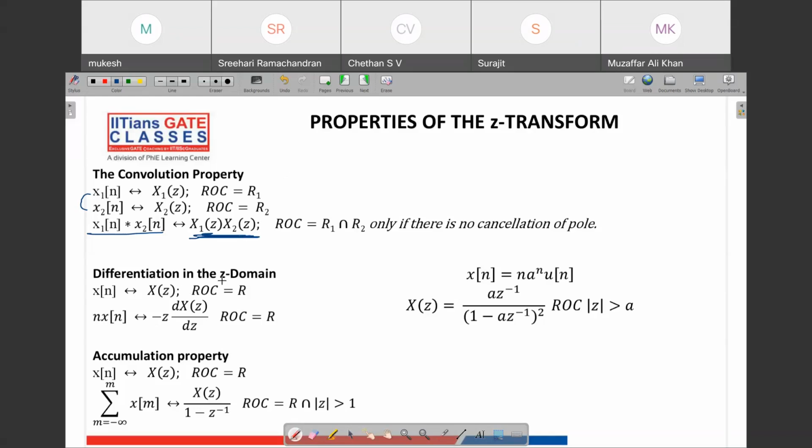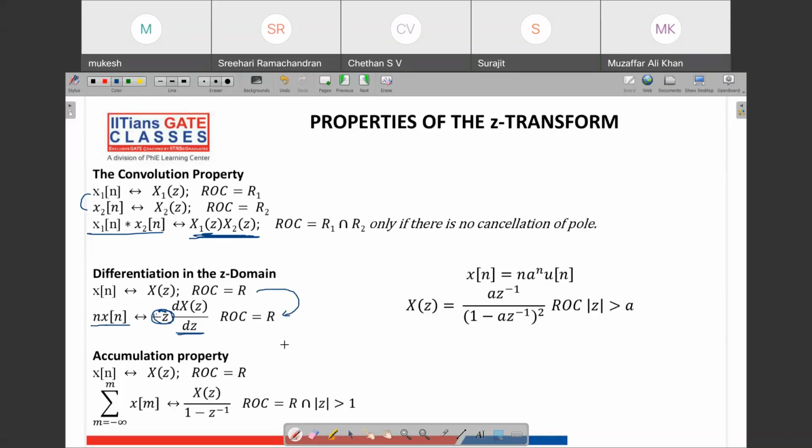Now differentiation in Z domain. When you take the signal and differentiate in the Z domain, you will get n times x of n, but there is a minus z term also here. You have to be careful with this, and the ROC is not going to change here.